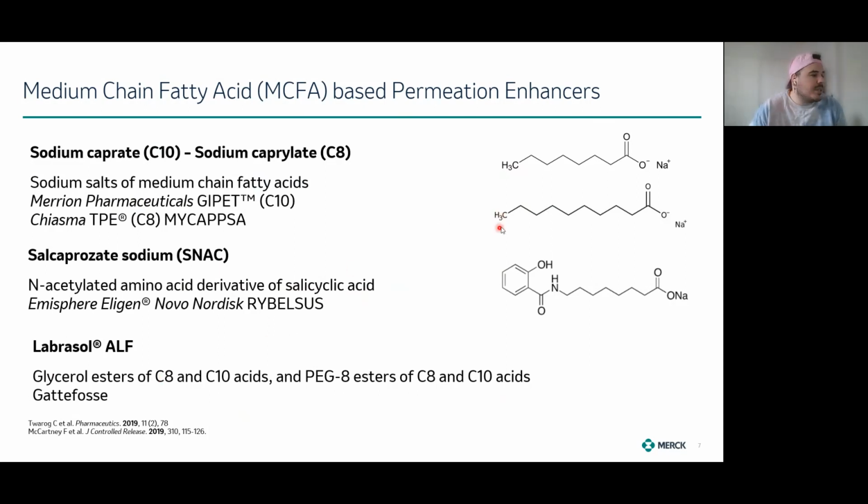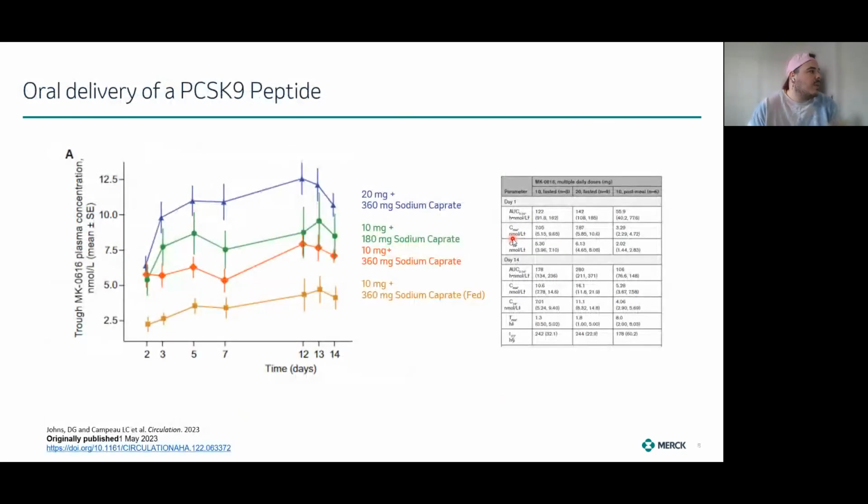But we are particularly interested at Merck in sodium caprate because there was some really exciting news over the last couple of months that we published our phase 2b clinical trial using sodium caprate with an oral PCSK9 peptide. So this is a brief snapshot of some of the pharmacokinetics of it. And so the peptide itself is about 1,500 Daltons in size, so typically wouldn't be very orally bioavailable.